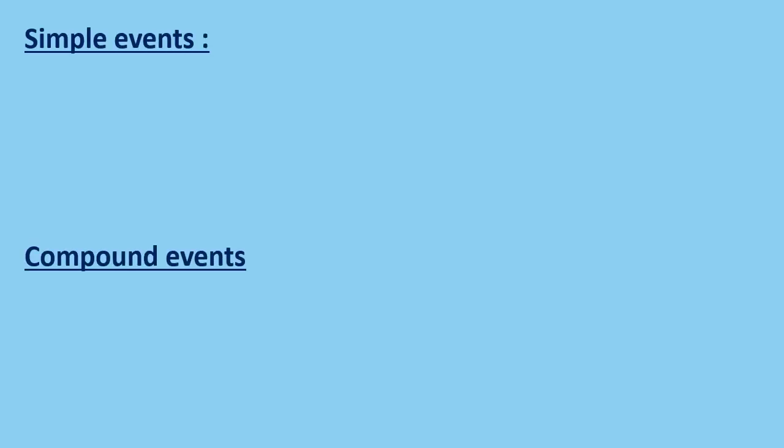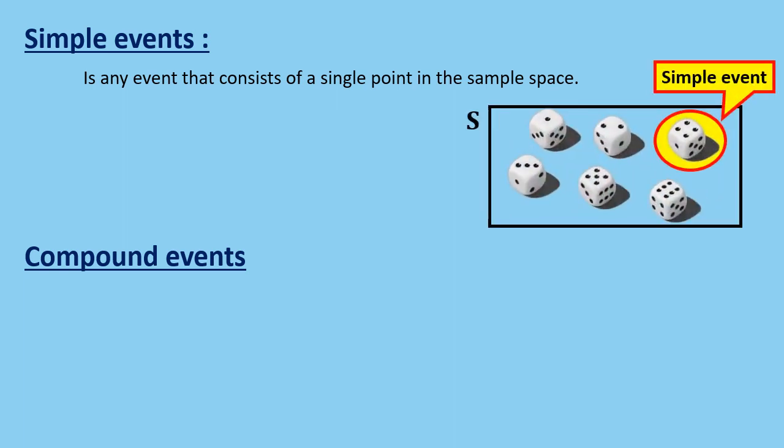Let's get some more information about the different types of probability events. We will start by discussing simple and compound events. In probability, simple events are the most basic type of event. A simple event, in fact, is any event that consists of a single point in the sample space. For example, rolling a fair six-sided die and getting a 4.